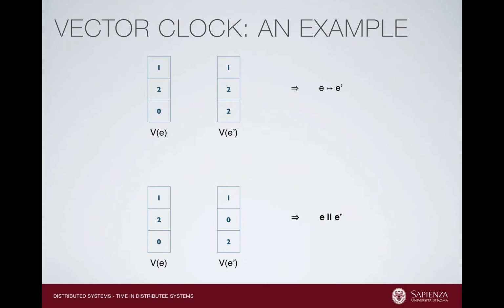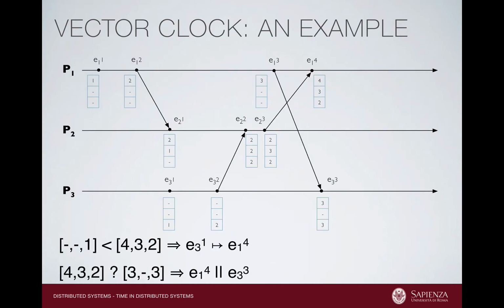And then for the downward pair, there is no causal relationship between the events, which are concurrent, and this is reflected by the vector clocks. The first component is equal for both events. In the second component, the first event wins, because 2 is greater than 0. In the third component, the other event wins. So the component of E prime is greater than the component of E, 2 is greater than 0, and this means that the vector clocks are not comparable. And it means that these events are concurrent. And this is an example.